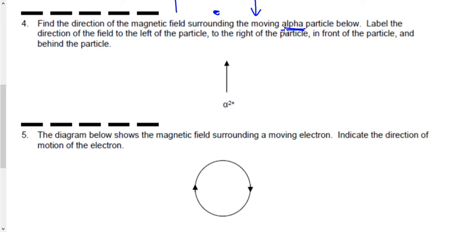Right hand, we're going to stick our thumb in the direction of the particle, which is toward the top of the page. To the right of the particle, my fingers are pointing into the page. To the left, my fingers point out of the page. Behind this wire, my fingers point towards the... which way? Towards the left, yeah. Behind the wire, they point towards the left. And in front of the wire, they're pointing towards the right.